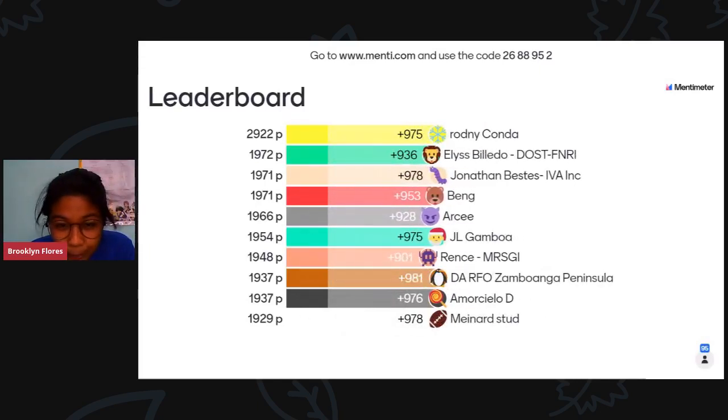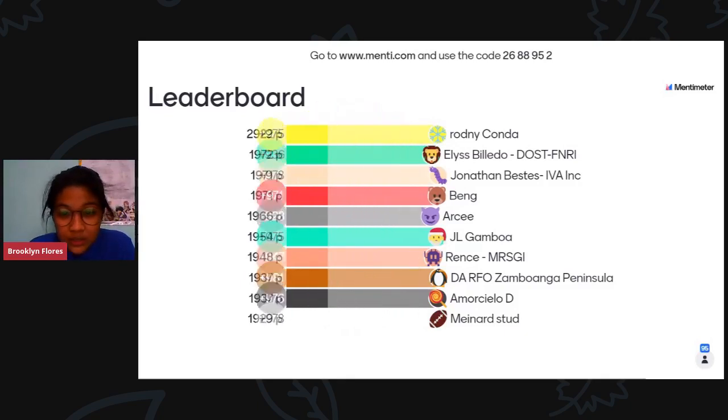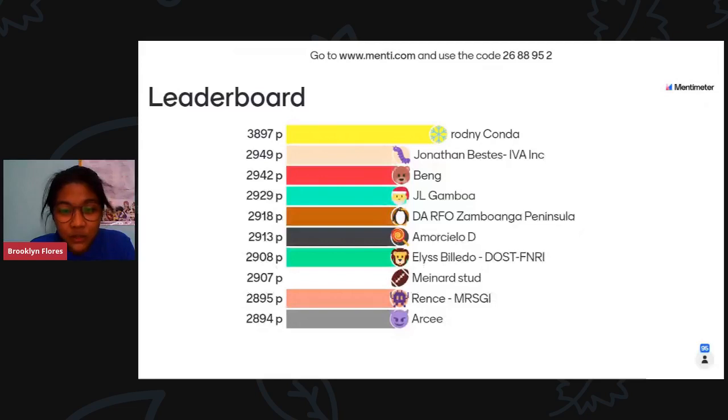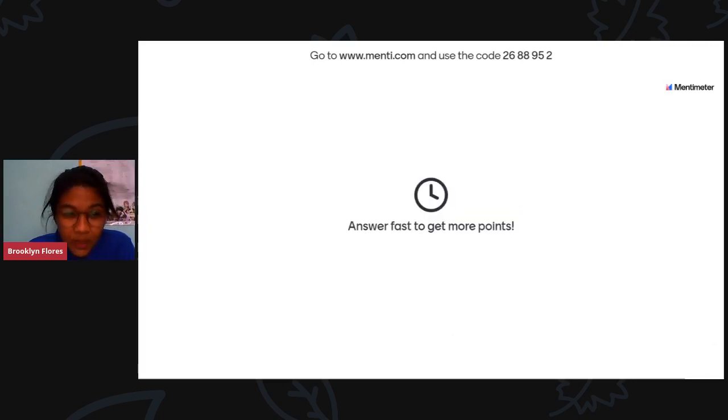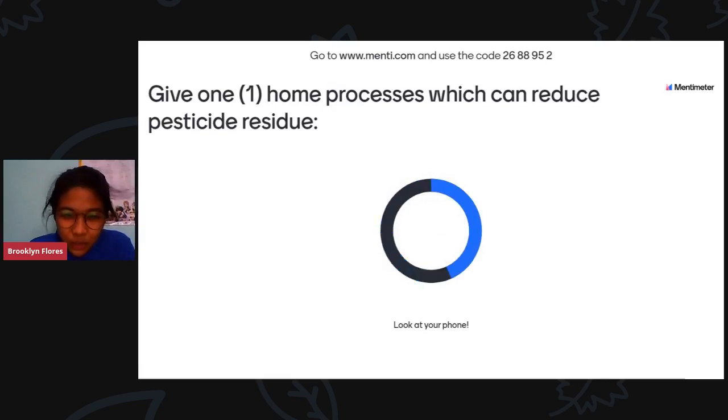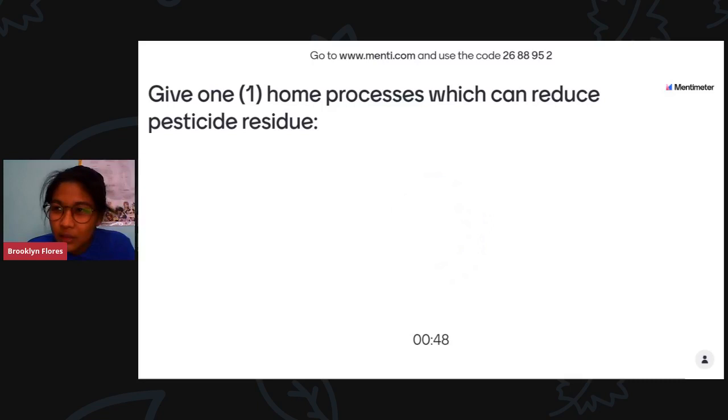So yes, points are in. And we still have Rodney Conda as our top scorer, followed by Jonathan Bestes of 4A Incorporated, followed by Ben. So for our last question, kindly answer fast to get more points. Pwede pa pong matip ang ating leaderboard. Give one home process which can reduce pesticide residue. I think it was discussed in the latter parts ng ating last topic. With a hint, application of heat.